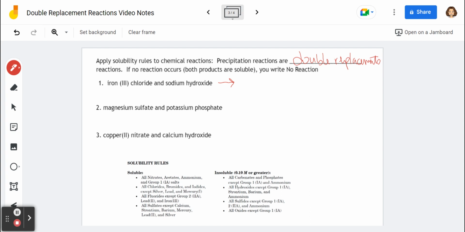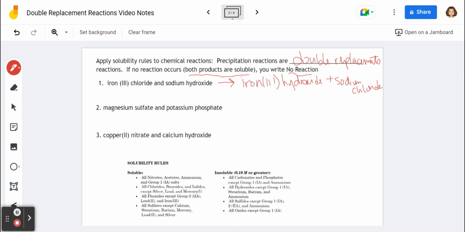So first we have iron 3 chloride and sodium hydroxide. If our positive ions change partners, that'd be the iron and the sodium getting new partners. Iron would combine with hydroxide, so we'd have iron 3 hydroxide, and sodium would then combine with chloride. Okay. So then we want to determine, will a precipitate form? Because if both products are soluble, then no reaction will happen, so we don't need to write one.